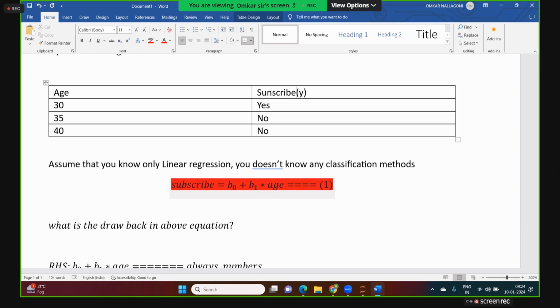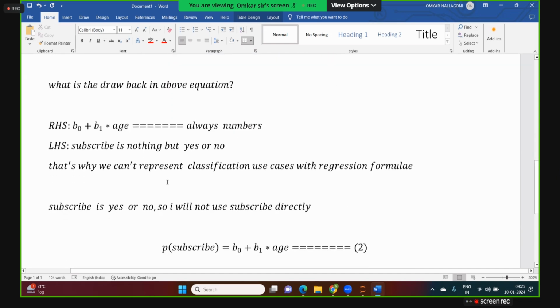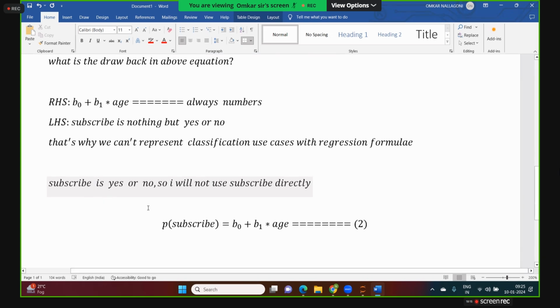Why is it a wrong equation? Beta naught plus beta 1 h will always give a number. But subscribe is what? Yes and no. Then you realize that this equation is wrong, and you want to modify it. Subscribe is giving yes or no, so I will not take subscribe. I will convert that yes or no into a number. That's why you provided the probability of subscribe.